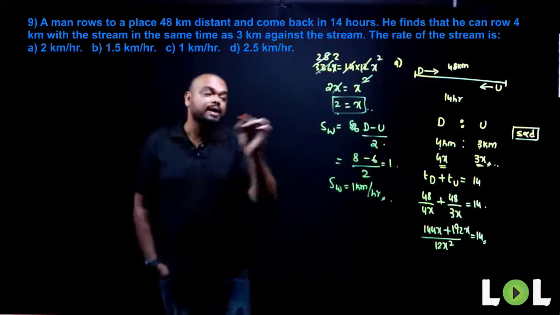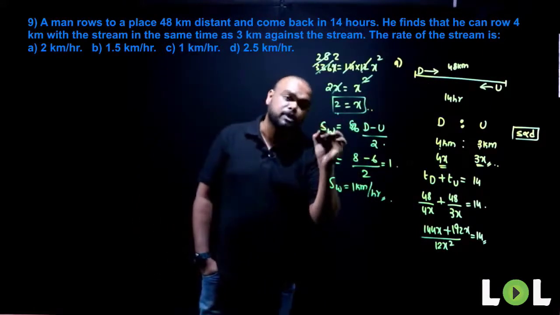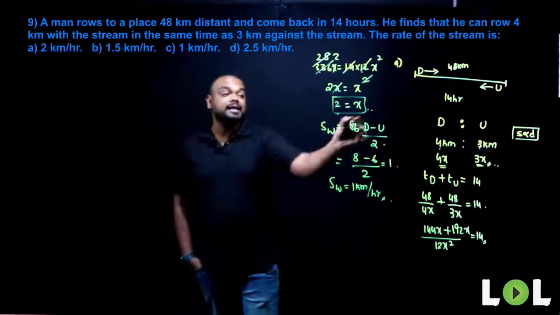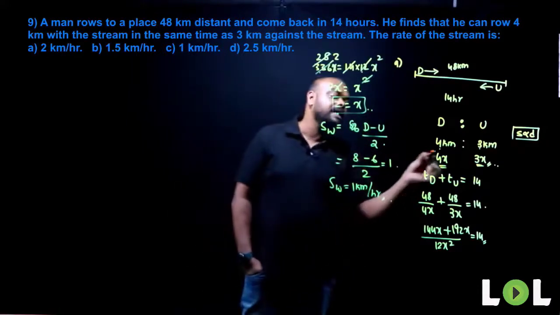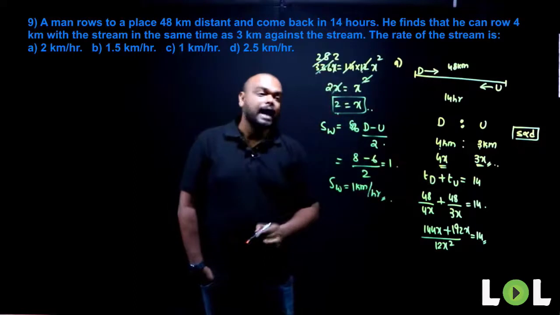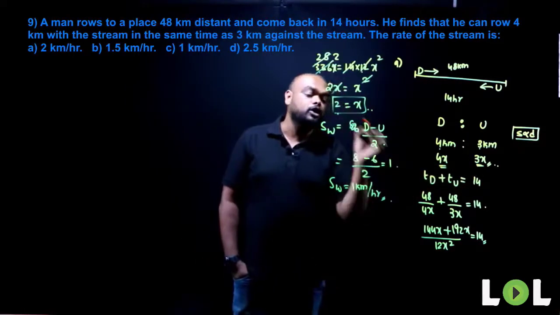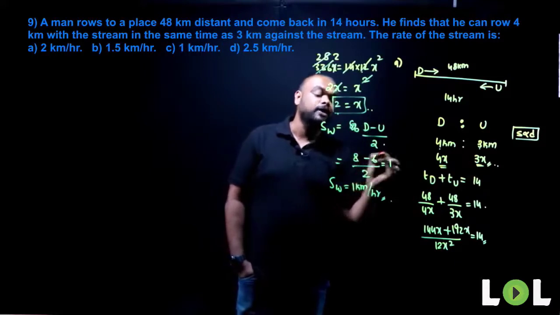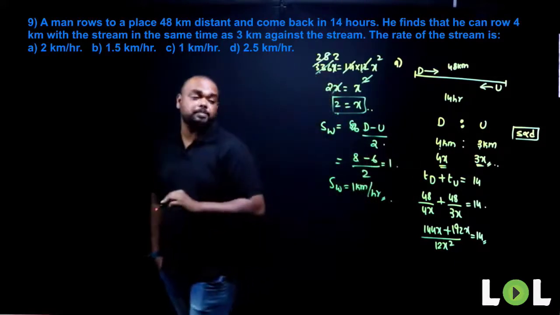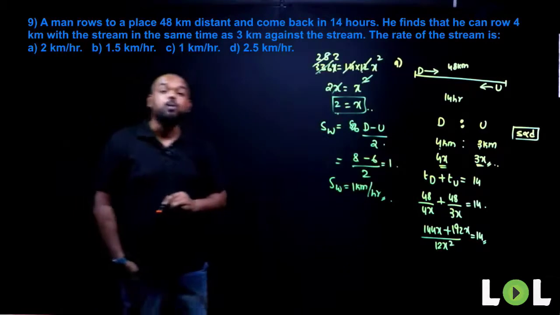But what do I want? I want SW, speed of stream or speed of water. How do I calculate that? (D minus U) by 2. I know my D is 4x, and now 4x is 4 into 2, 8. I know my U as 3x, that is 3 into 2, 6. 8 minus 6 divided by 2, that should give us 1. 1 kilometer per hour is the speed of water.